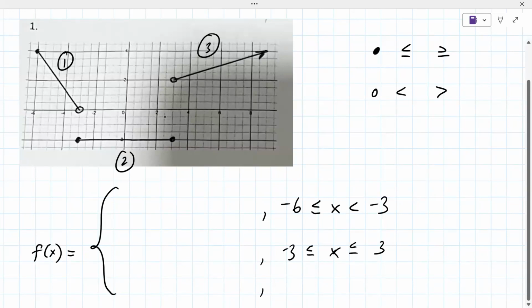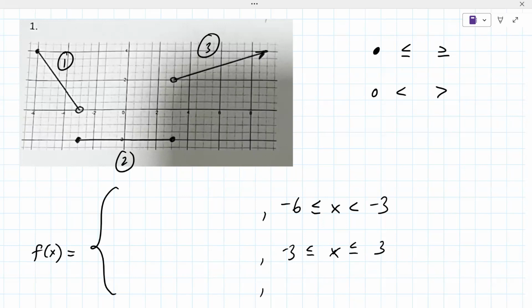Okay. I'm writing down the circle stuff. Yeah. Okay. All right.